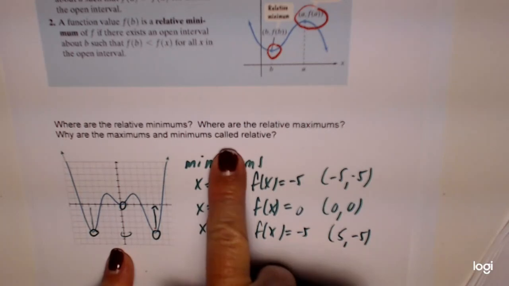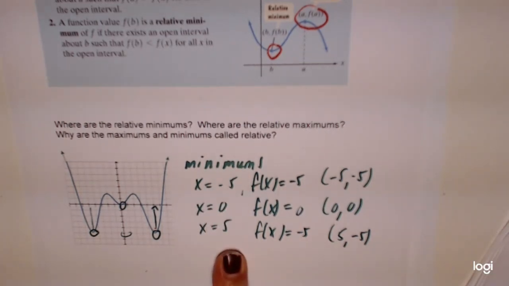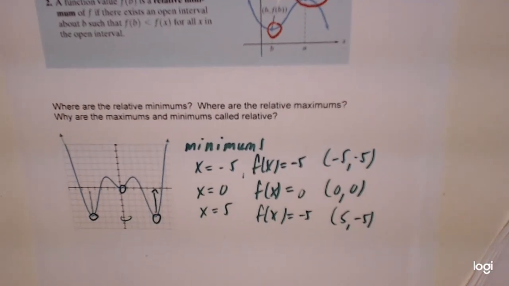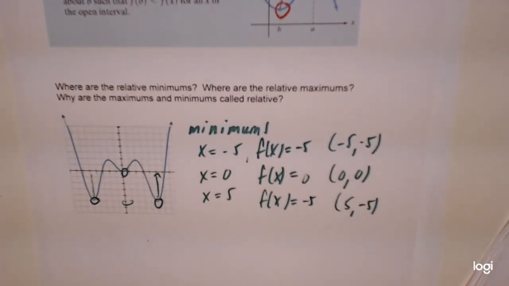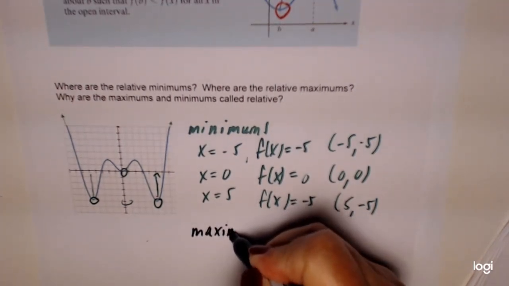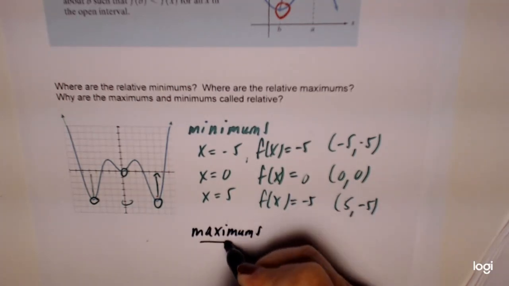So we have the minimums occurring at these x values. These are our y partners, and this describes the coordinate pair for our minimums. So now let's look at maximums.